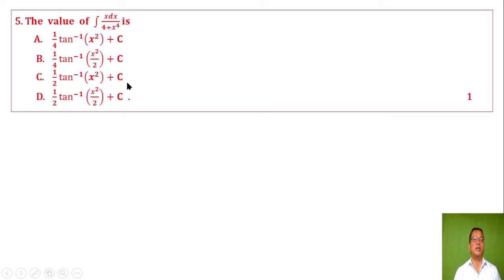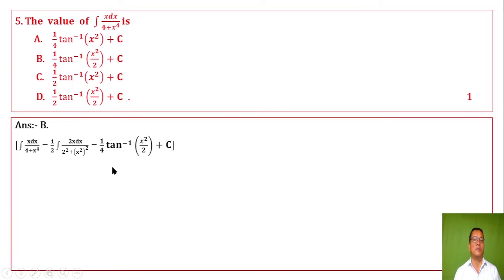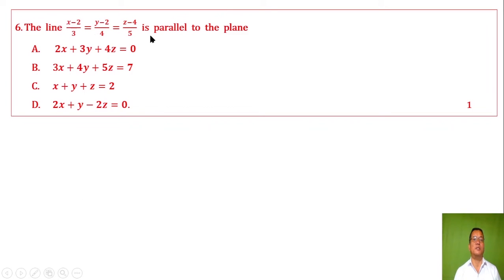The value of this indefinite integral is? x power 4 is x square whole square. Put x square equal to z and solve, we get this. Correct answer is B.